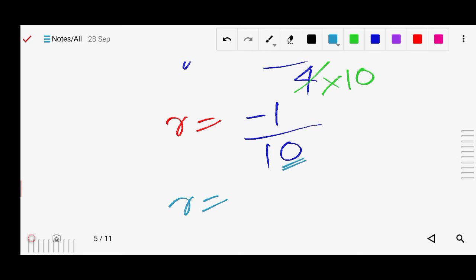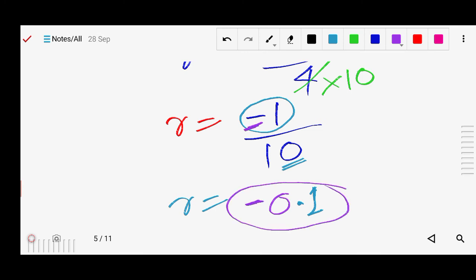So how many zeros are there? 1. So first of all you write the denominator part, so 1. Now count 1 zero only, so before that there will be a point and 0, and there is a minus sign, so minus 0.1 is the answer.